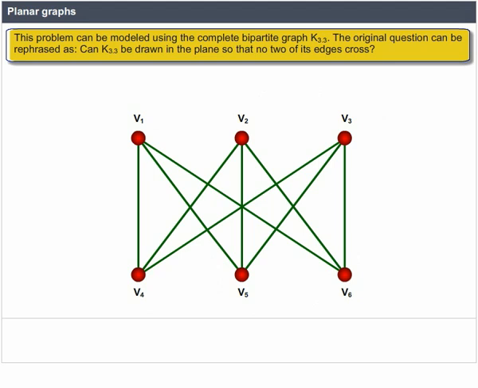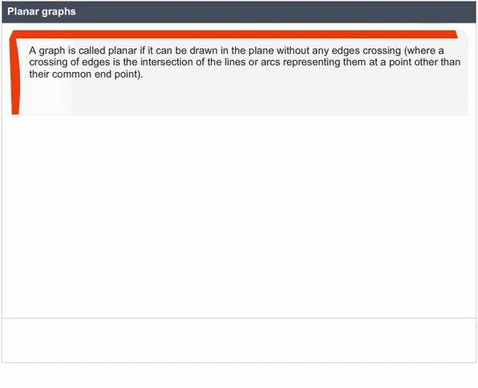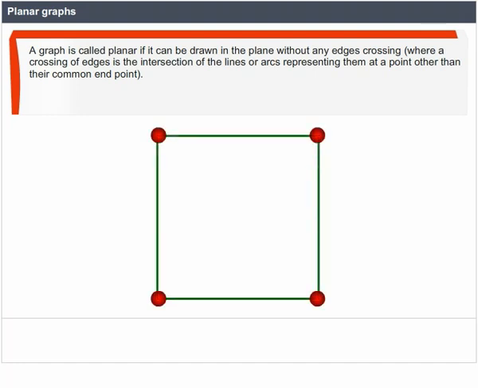its edges cross? The graph is called planar if it can be drawn in the plane without any edges crossing, where a crossing of edges is the intersection of the lines or arcs representing them at a point other than their common end point. Such a drawing is called a planar representation of the graph.